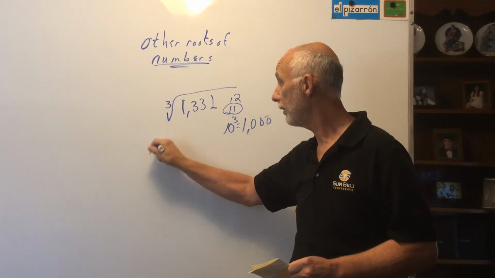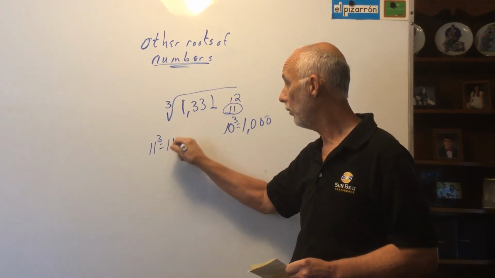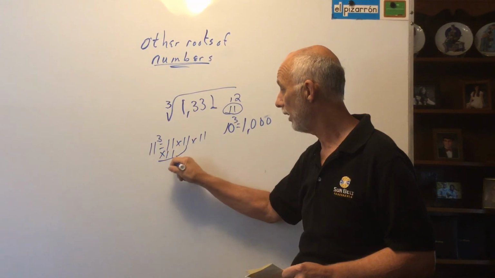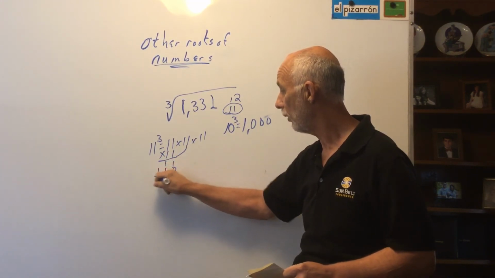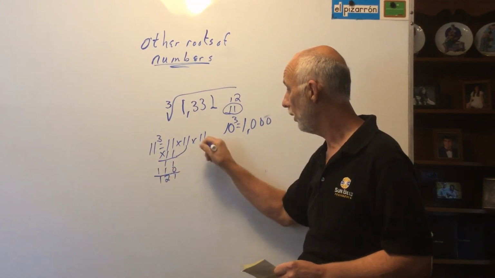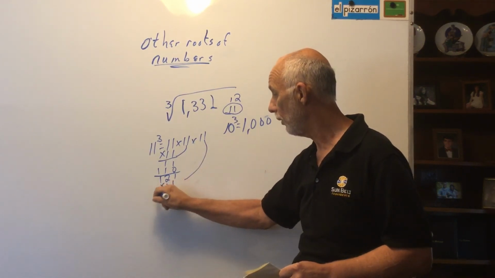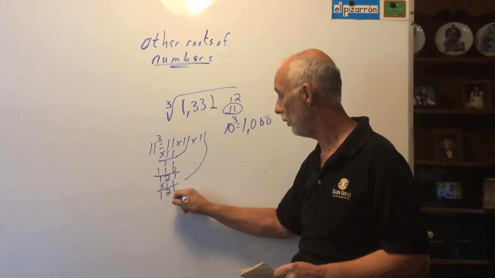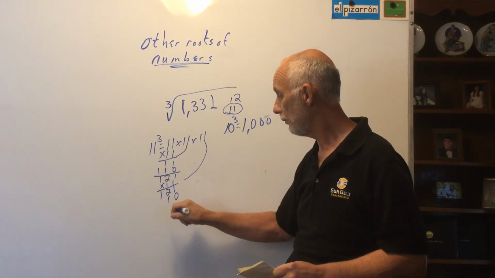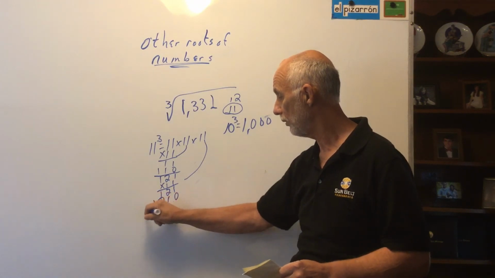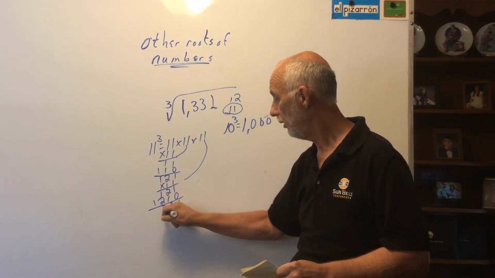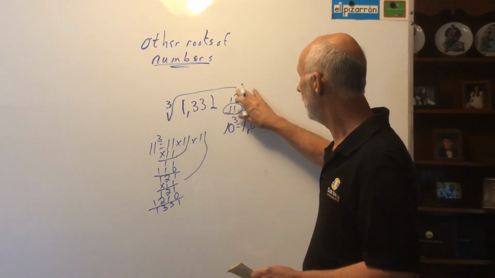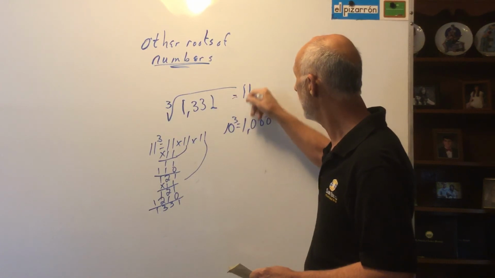But always check to make sure. 11 to the third power is 11 times 11 times 11. 11 times 11 is in your times table. You should know what that is without working it out. It's 121. And then you have to do 121 times 11. 1 times 1 is 1, 1 times 2 is 2, 1 times 1 is 1. Put a 0 there. 1 times 1 is 1, 1 times 2 is 2, 1 times 1 is 1. And sure enough, the answer is 1,331. So the cube root of this number right here is 11.